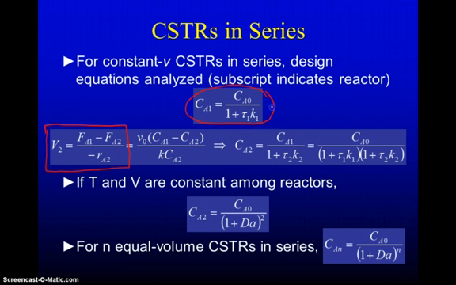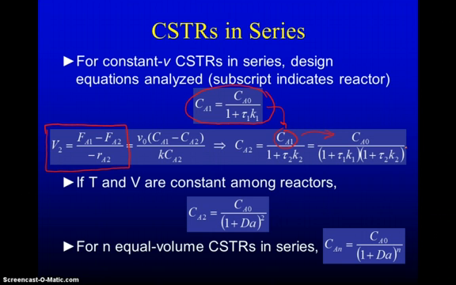But if I insert this expression for Ca1, that leads to this expression in terms of Ca naught, the inlet concentration for the entire sequence of reactors. So the concentration leaving the second reactor is the feed concentration over 1 plus tau 1 K1 times 1 plus tau 2 K2. And if we had more reactors, if we had a third reactor in sequence, we could then divide by 1 plus tau 3 times K3, and so on for any number of reactors.